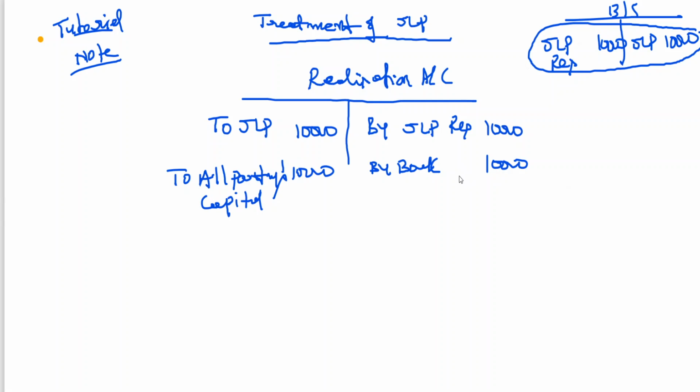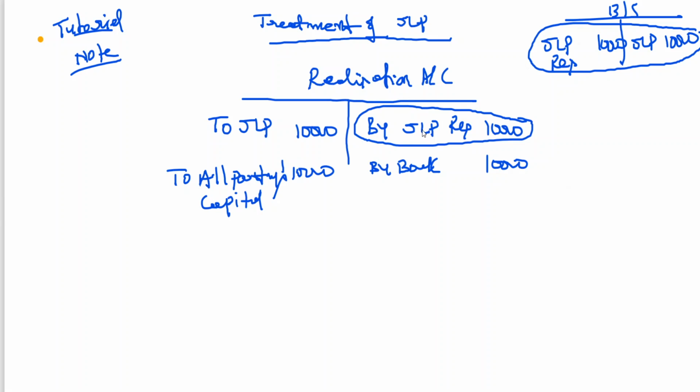Some problems may say 9,000 has been received or 9,500, whatever the amount, it is given. You have to show it on the credit side of realization account. Alternatively, some people don't transfer reserve to realization account. They transfer it to partners' capital account. This 10,000 concept has completed and reserve will be transferred to partners' capital account.